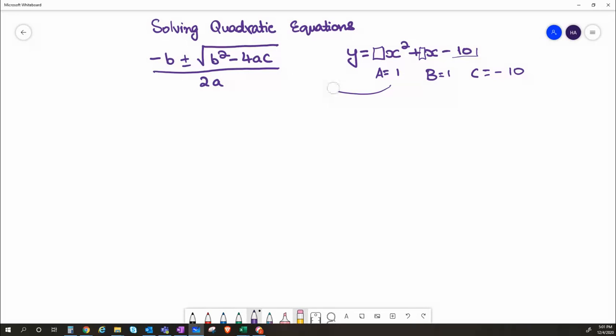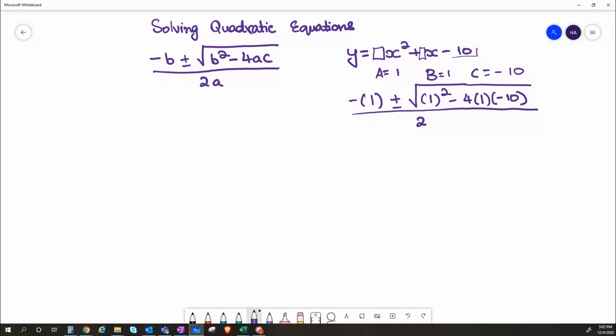So let's start putting them in. I like to put them into brackets as well, so that when you're using your calculator to solve these types of questions, it tends to be neat and gives you the right answer all the time. The first part is negative b. So b is 1, plus or minus the square root of b squared, so 1 squared minus 4, 1, and c, which is negative 10, over 2a, which is also 1.